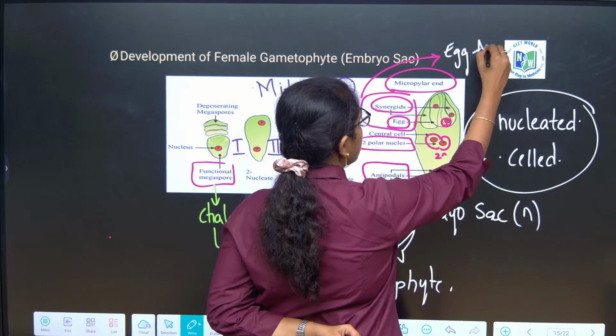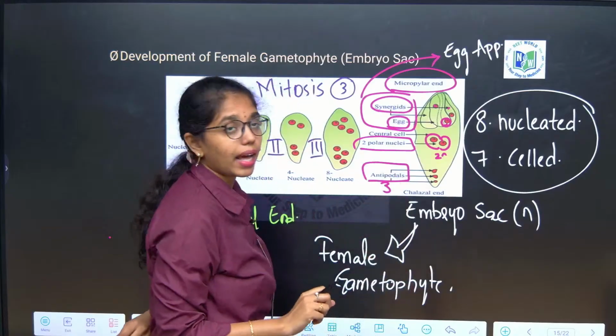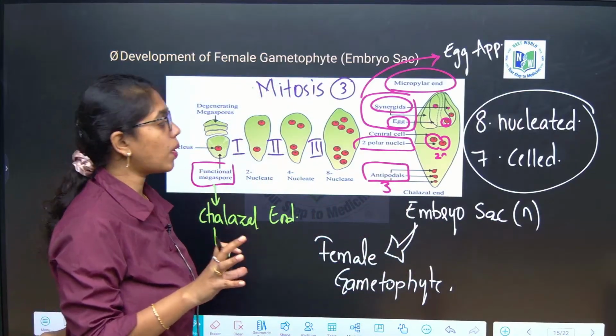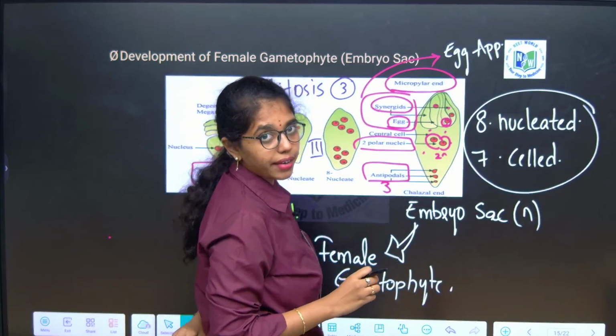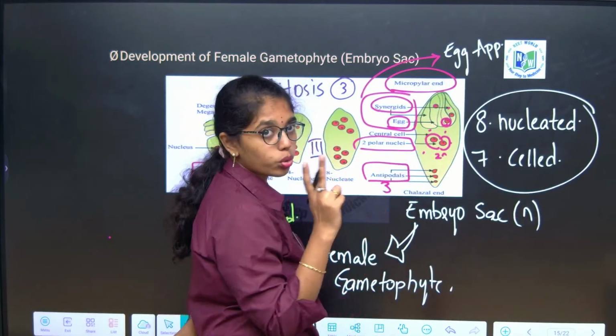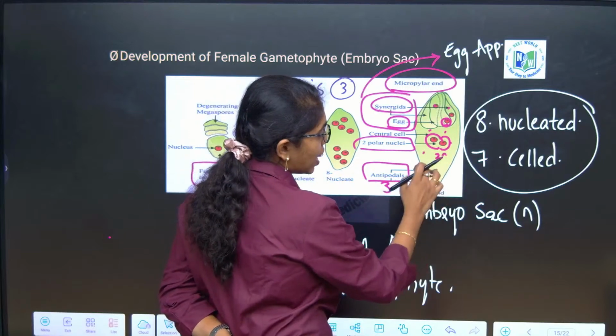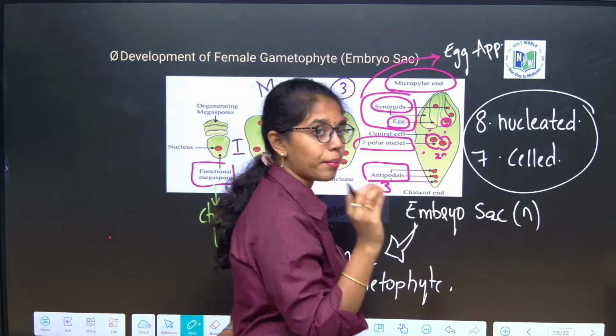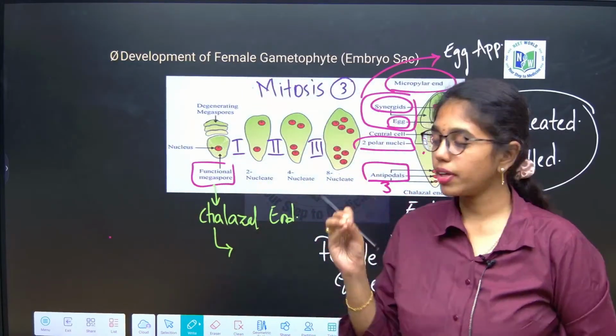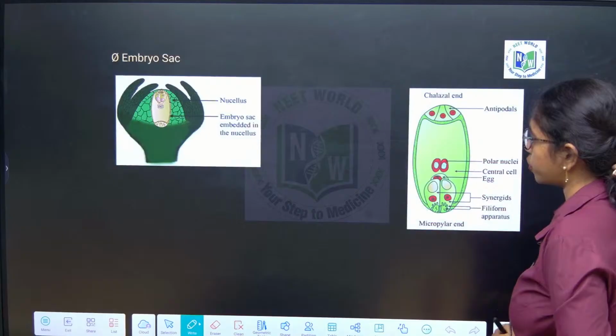Synergids and egg cell in the micropylar end together you call what? Egg apparatus. And at the center you have the central cell with 2 polar nuclei, and at the chalazial end you have 3 antipodal cells which are haploid. So, the embryo sac is what? Haploid female gametophyte in the angiosperms.